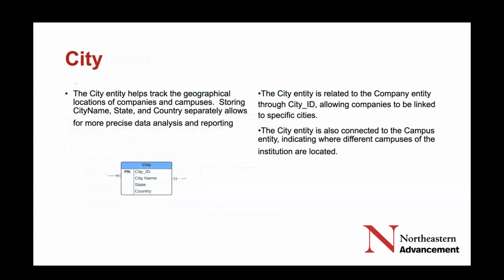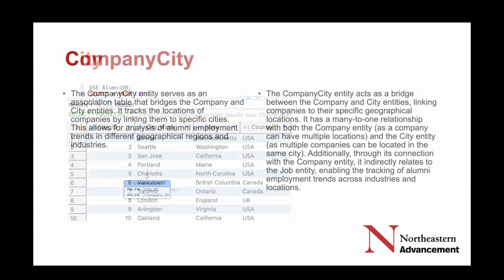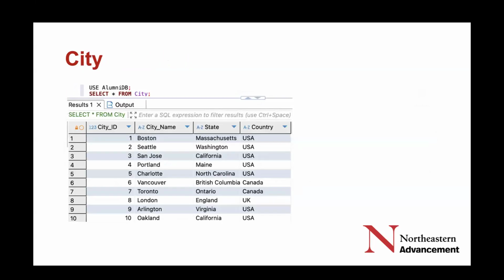This is our city table. The city table captures the geographic information about the locations associated with companies and alumni employment. It includes fields like city ID, city name, state, and country, allowing identification and tracking of alumni location. So this table supports detailed analysis of alumni employment trends by region and helps link companies to specific cities.